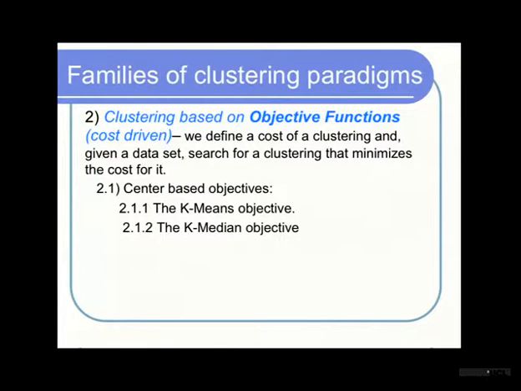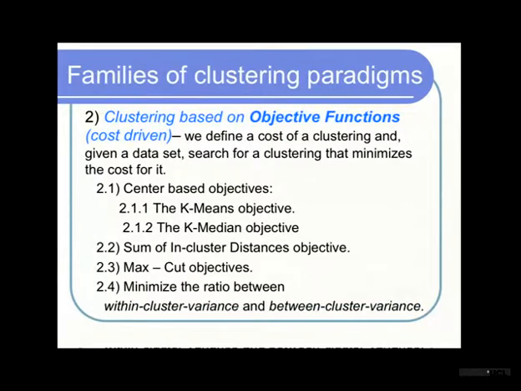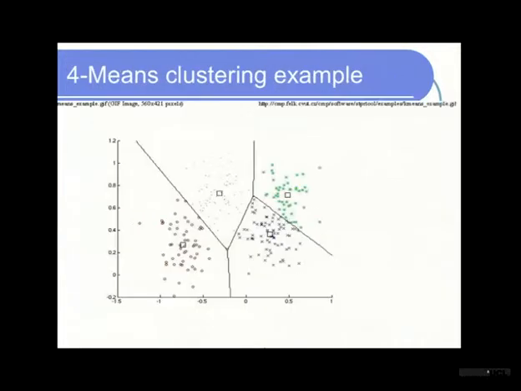So here are center-based objectives like k-means, k-median, minimize the sum of distances, minimize the max cut objective, minimize the ratio between within-cluster variance and between-cluster variance. Lots of clustering defined by an objective function. These are center-based clustering, just to show that there are many, many different ways, where you want to choose a center for every cluster, and you want the center to be as representative of the cluster as possible.